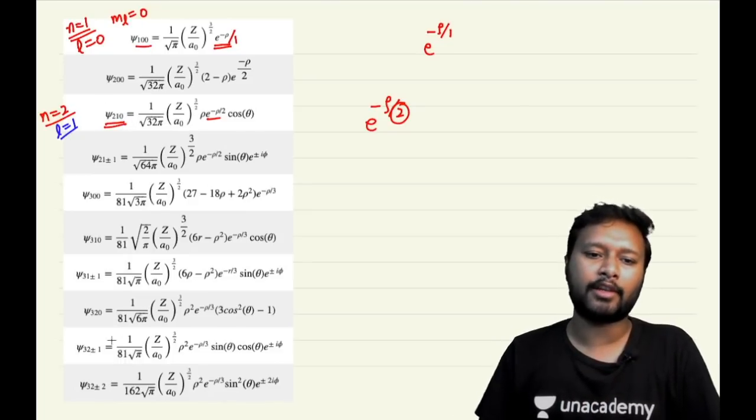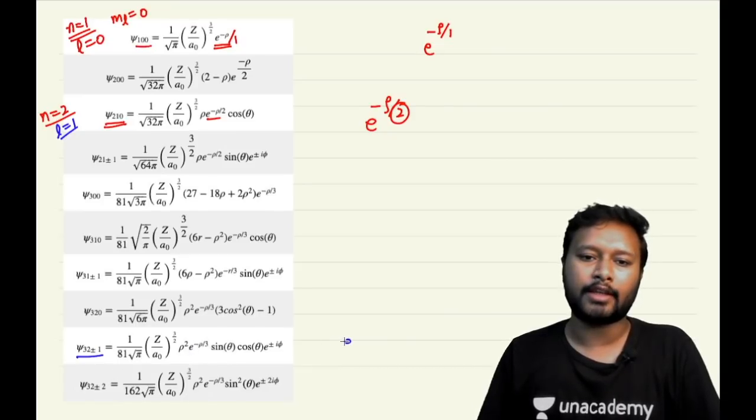You can check it for anyone. Let's look at this one. Here the exponential is e to the power minus rho by 3. So now my n value became 3 here. So I got n equal to 3 for this. What about L? See, the power of rho is 2 here. So L will be 2.